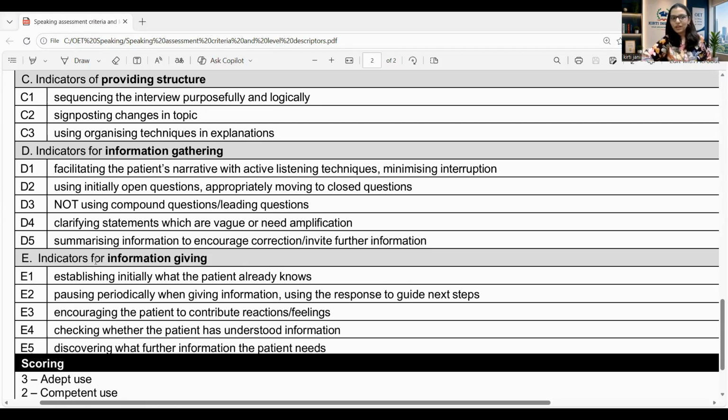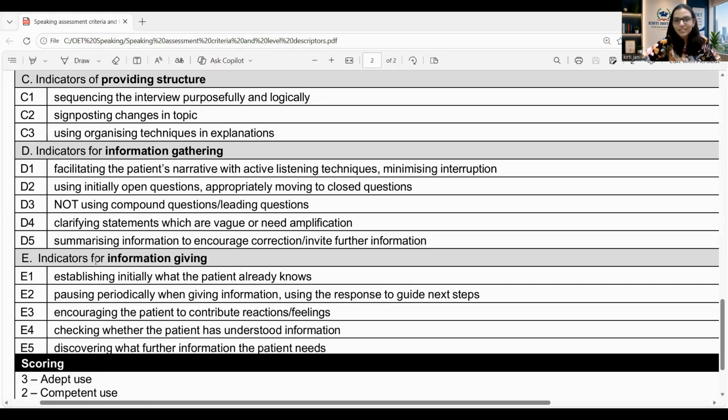The next point says clarifying statements which are vague or need amplification. What a wonderful criterion it is. This says that when the patient speaks and you don't understand, ask for clarification. For example, the patient said, I'm really confused or I'm really nervous about the misuse of this asthma pump. Now you didn't understand what it means. What does the patient mean by misuse? Whether he is talking about overuse, underuse, no use, what is it exactly?